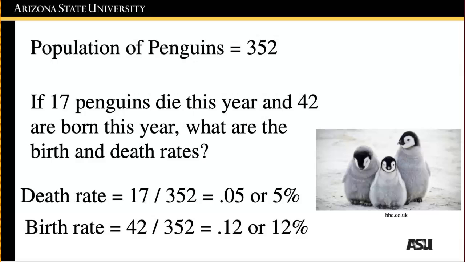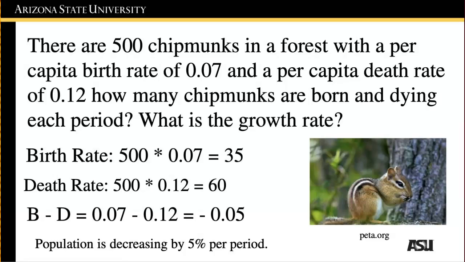So the birth rate is higher than the death rate, and so the population would continue to be increasing. There are 500 chipmunks in a forest with a per capita birth rate of 0.07 and a per capita death rate of 0.12. How many chipmunks are born and dying in each period?